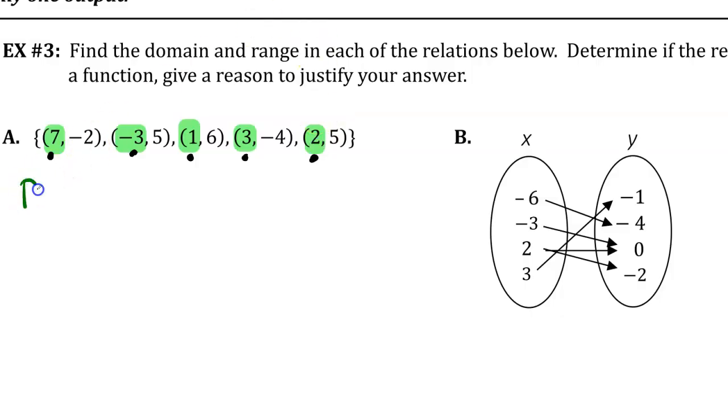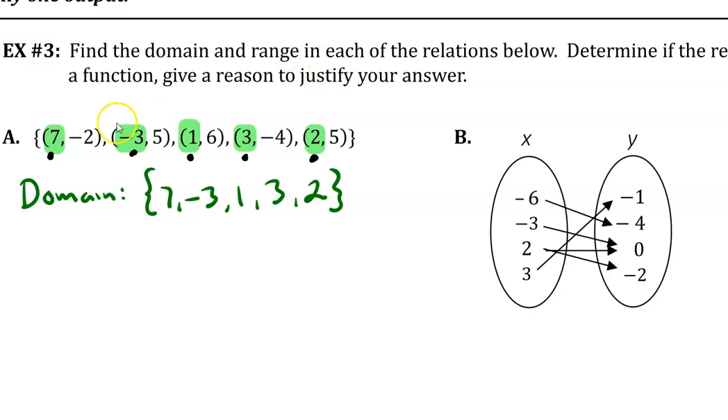Right, so domain is going to be curly bracket. There we go. I'll just write them in the same order: 7, negative 3, 1, 3, and 2. Just listing everything. That's the next coordinate. And then we could do the ranges. Right, of course, that's going to be these ones.